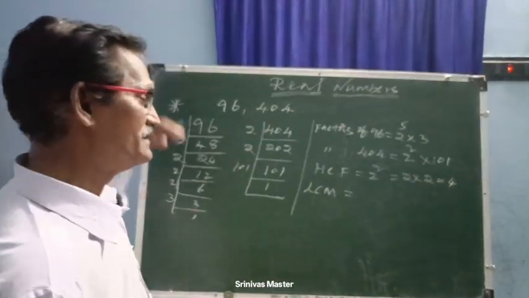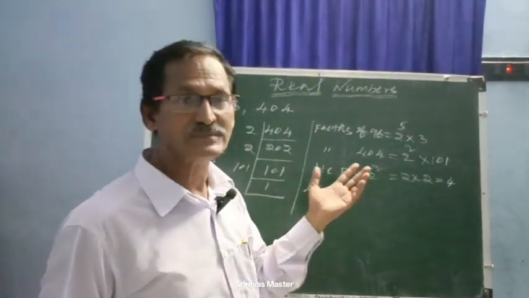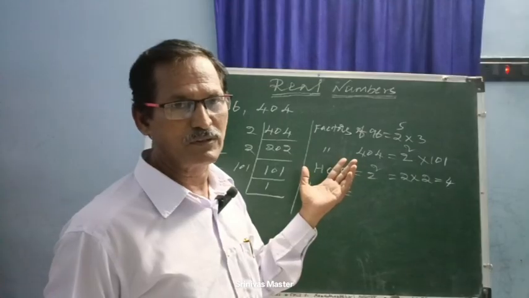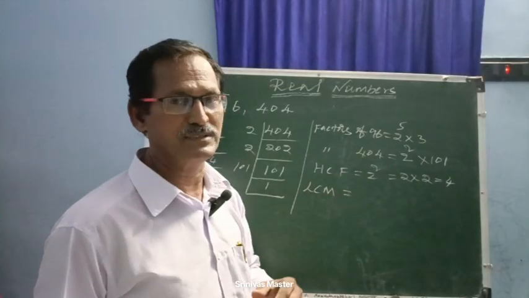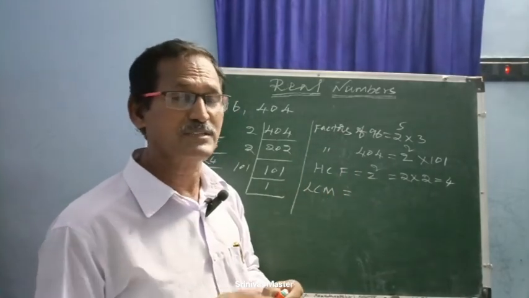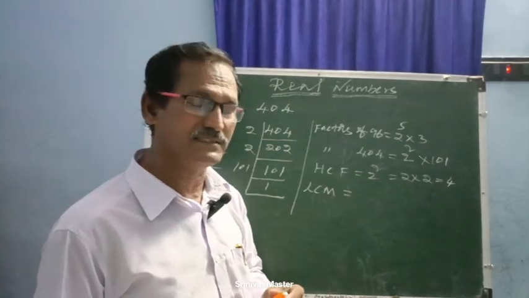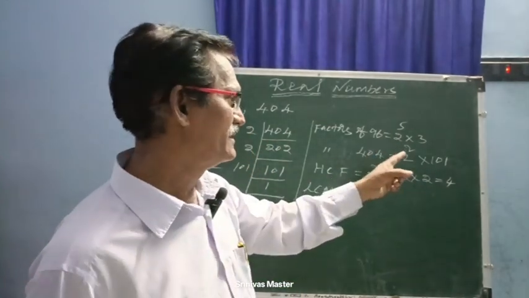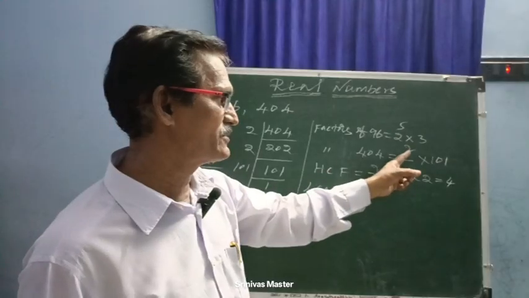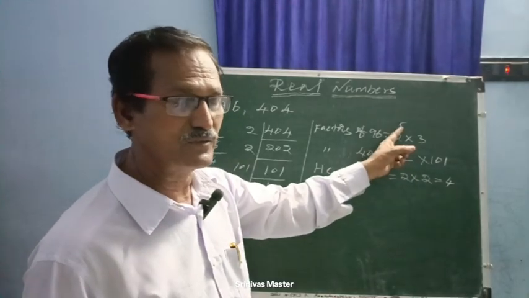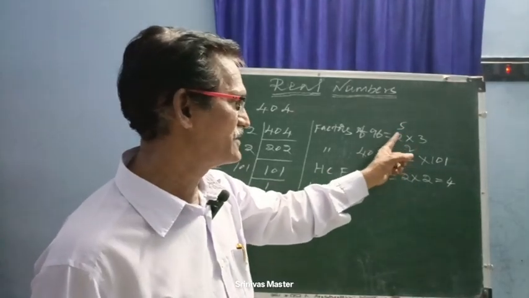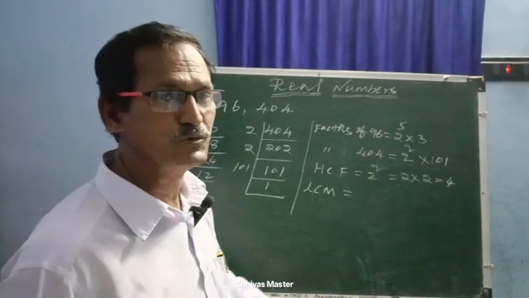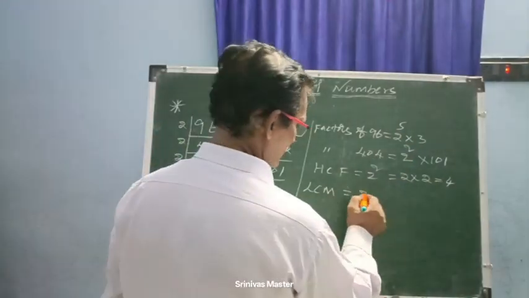Actually, LCM means the product of the highest powers of the given numbers. The product of the highest power of the given numbers is called the LCM. So what are the highest powers you can identify? 2 to the power of 5 and 2 squared. What is the highest? 5, no? Hence, we can take 2 to the power of 5 as one of the factors.